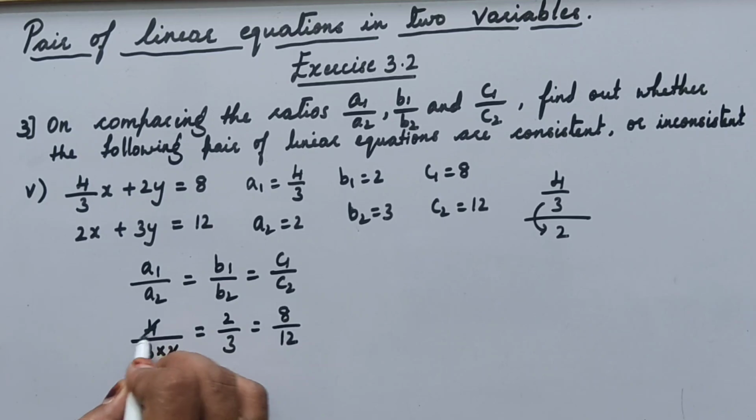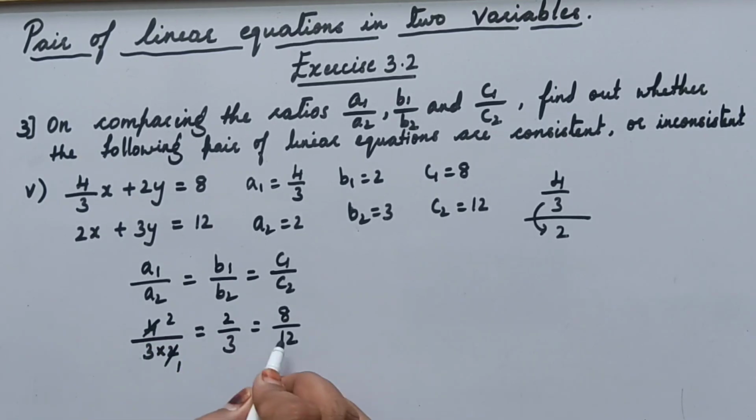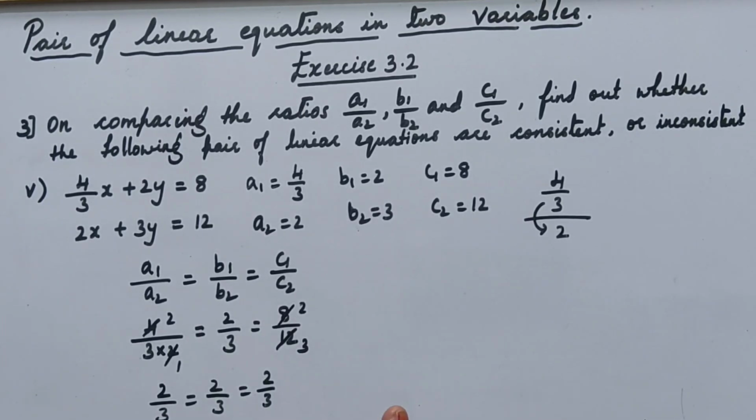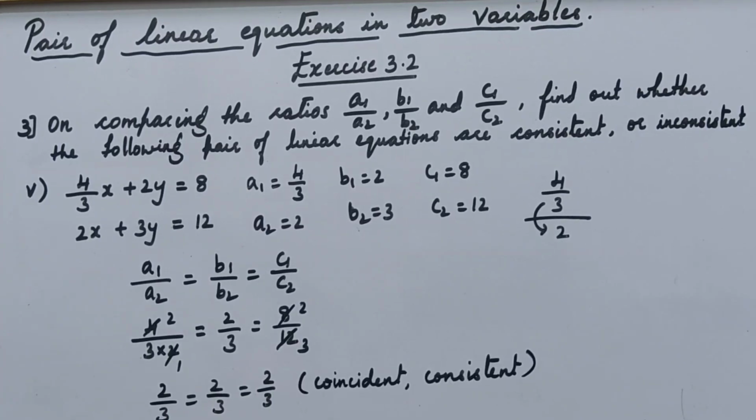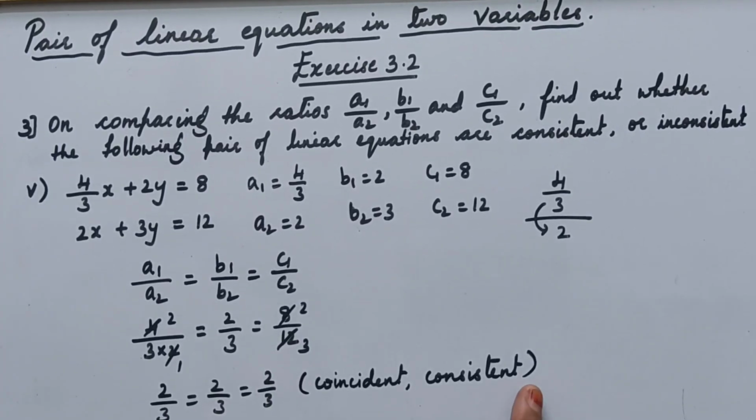Okay, 2 ones are 2, 2 twos are 4. Can we cancel anything here? 4 twos are 8, 4 threes are 12. Now I can write 2 upon 3 equal to 2 upon 3 equal to 2 upon 3. Okay, so all these are equal to each other. So we say it is coincident and consistent. I hope this is clear to you all, students, right?